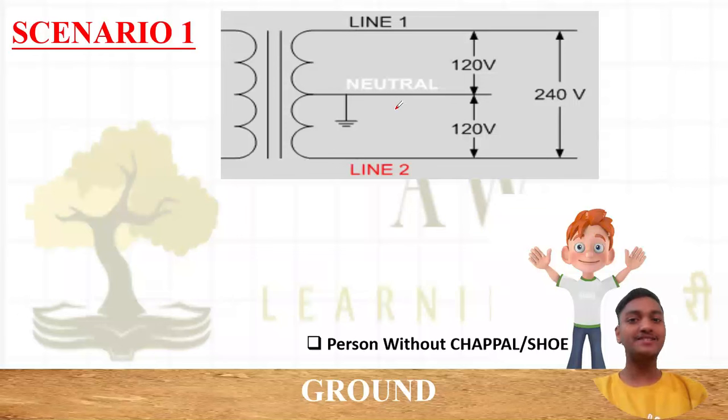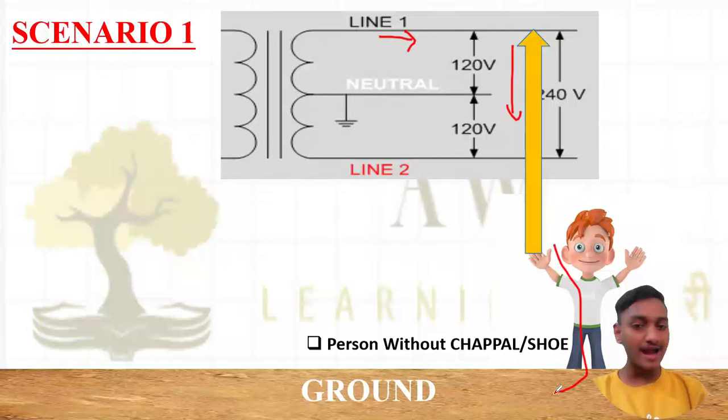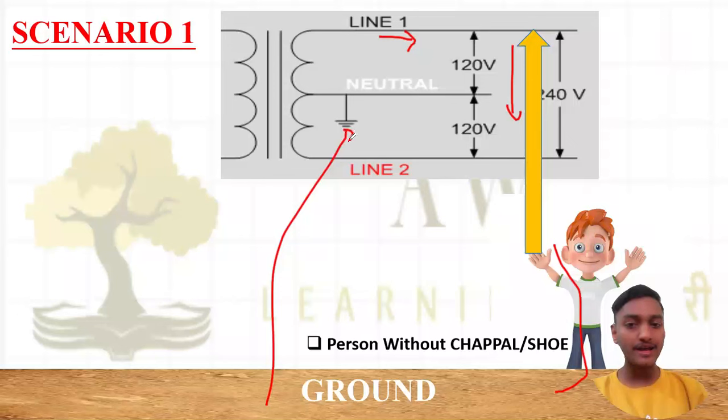Let us take the scenario where we have a 2-wire system and a person standing on the ground, without chappal or shoes, so he is not wearing anything. If this person comes in contact with the wire, what will happen? Only one hand of this person is in contact with the wire. The current is initially flowing through air, right? Now, as the human body is in contact with the wire, current will start flowing through it, and through the ground it will come back to my neutral wire, because this is also a kind of ground.